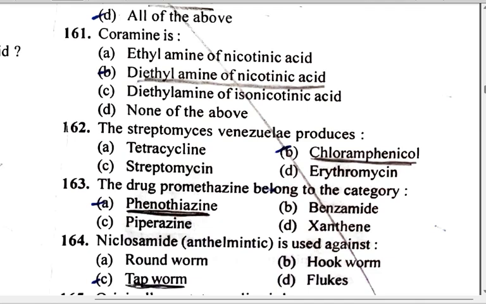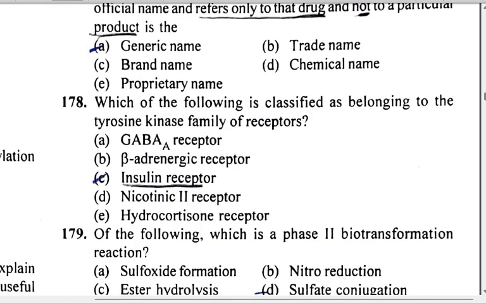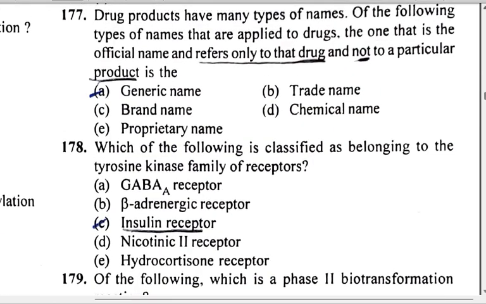Niclosamide, which is antihelminthic, is used against tapeworm. Originally, oxytetracycline is known as terramycin. Drug products have many types of names. Of the following types of names that are applied to drugs, the one that is the official name and refers only to that drug and not to a particular product is the generic name.